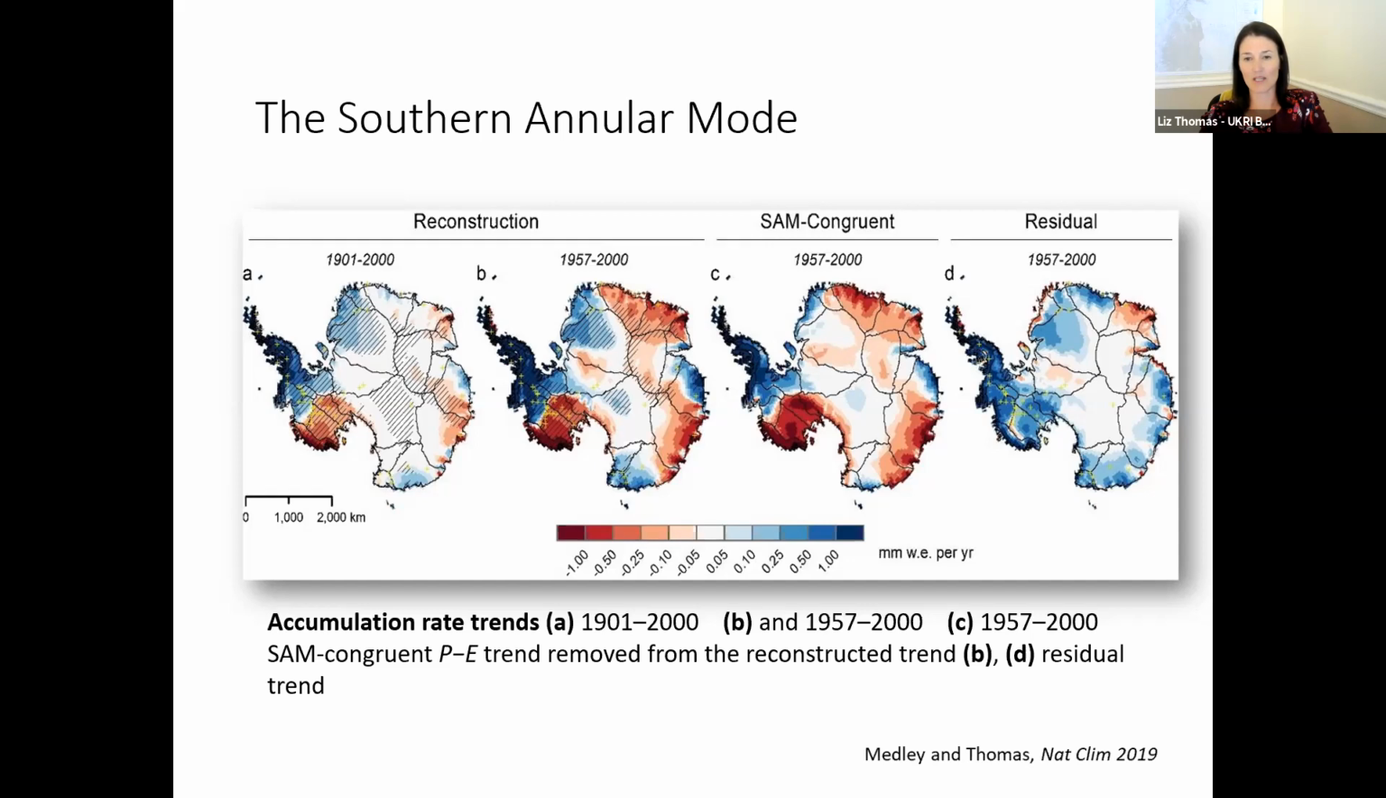So this can't explain what the increase was. If we extract the SAM signal, what we're left with is this residual in the final plot here. This is really showing the underlying trend of an increase in snowfall that is in some ways much more similar to the way the models were capturing this, and it's a much more homogeneous increase. Definitely there's more around the coast and in the peninsula, but there are increases across the whole of the Antarctic continent. And it's really understanding what's driving this increase that's important.